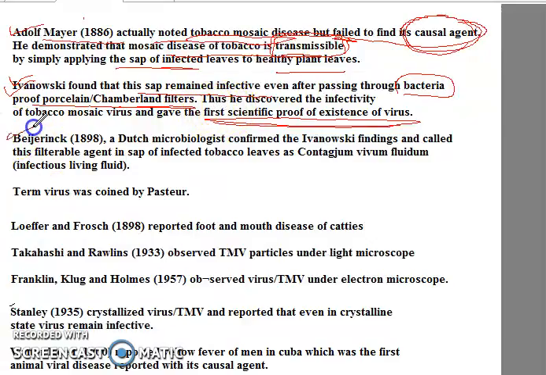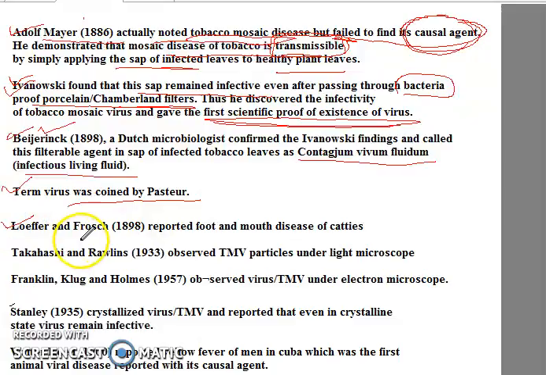Later, Beijerinck supported Ivanovsky, confirmed Ivanovsky's experiment, and gave the statement contagium vivum fluidum. That means the virus can transfer from one host to another like a fluid. So it is called infectious living fluid by Beijerinck. Later, the term virus was coined by Louis Pasteur.